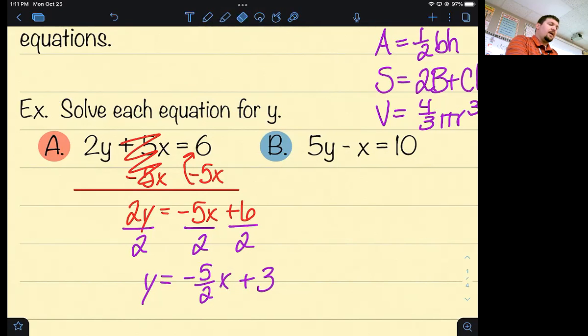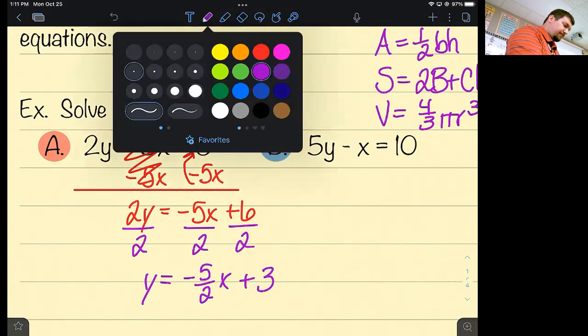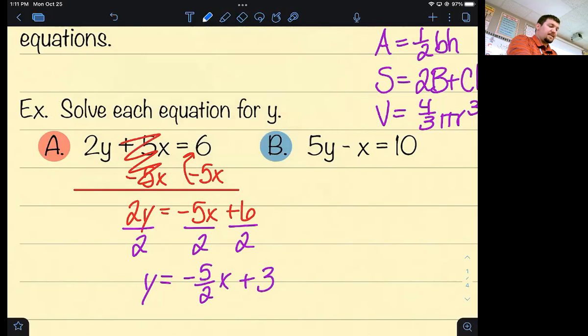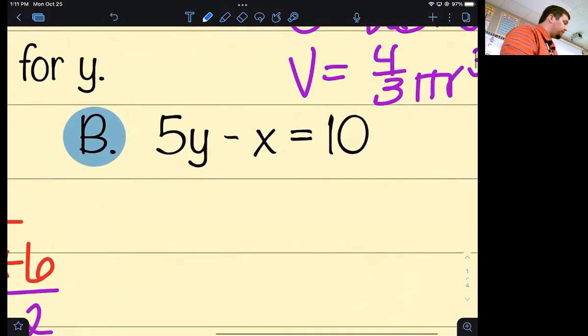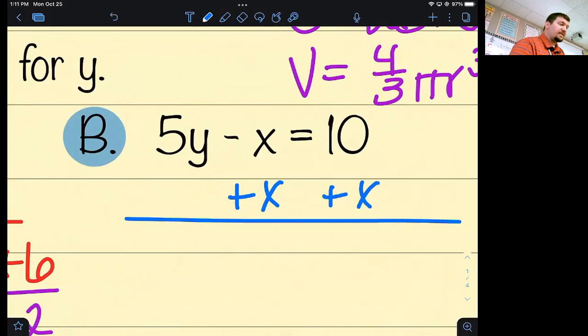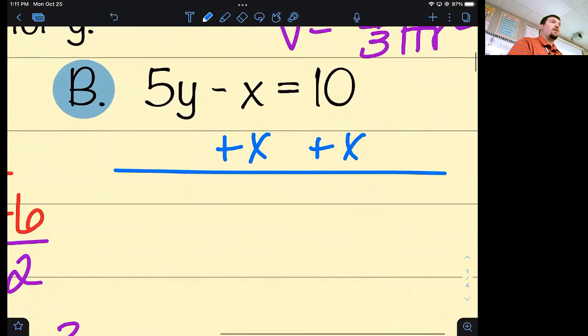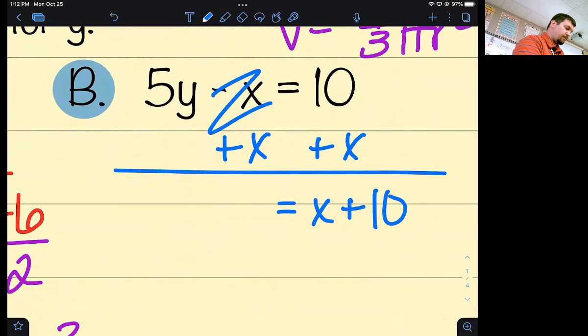Okay. Look at example B. 5y minus x equals 10. I'm always solving for y, which means I need to always move my x term to the other side. Connor, how do I move this x term to the other side? Perfect. And because I want to always write my variable term first, instead of writing 10 plus x, we're going to write x plus 10. And then just have the 5y on the other side.